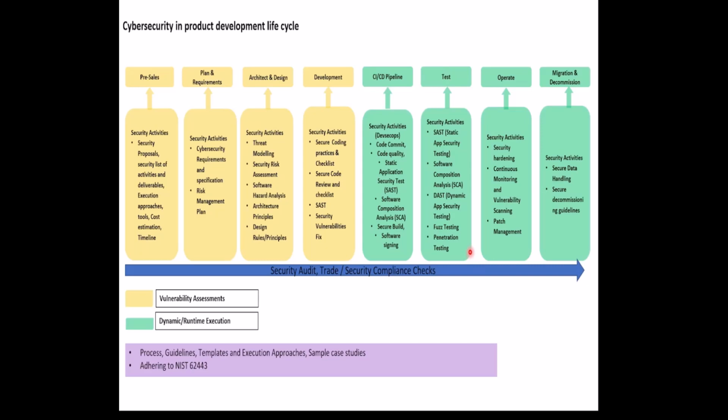Okay, once we come to the operate phase, there what are all the security activities we need to follow? Security hardening, continuous monitoring and vulnerability scanning to identify the security issues. Meantime, patch management, upgrading the softwares or components, those activities also we need to do in the operation phase.